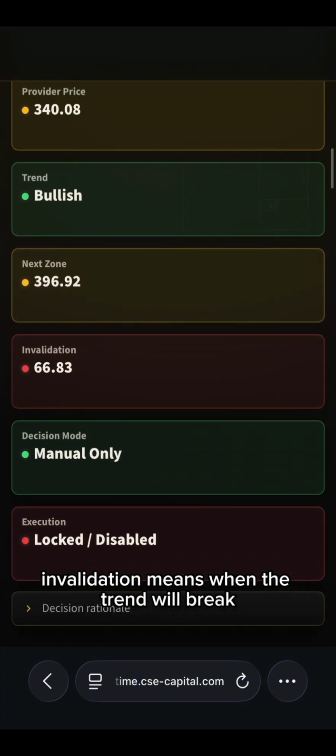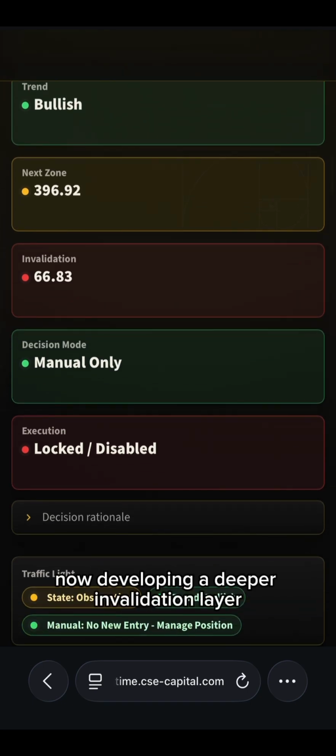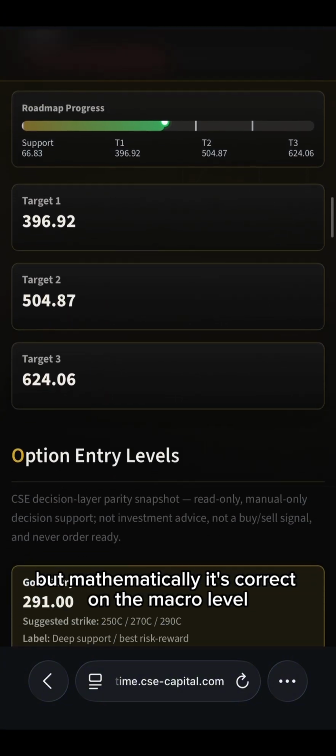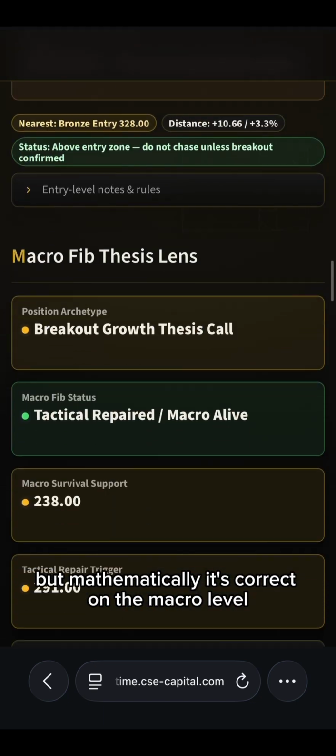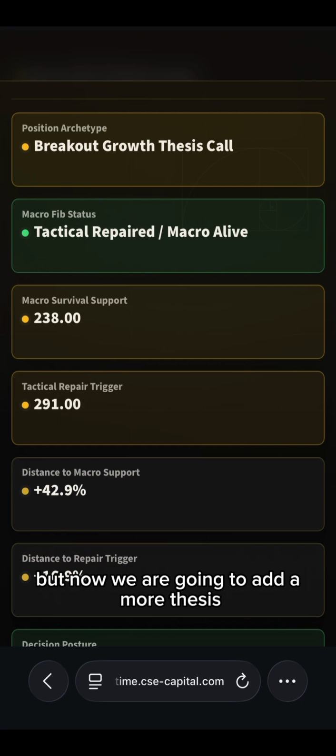Invalidation means when the trend will break. So when the price becomes lower than 66, the trend will be bearish. But of course, we are bearish already for a long time. That's why we are now developing a deeper invalidation layer, because 66 is way too low, but mathematically it's correct on the macro level. But now we are going to add a more current thesis-based invalidation layer, because the macro support level lies at 238.